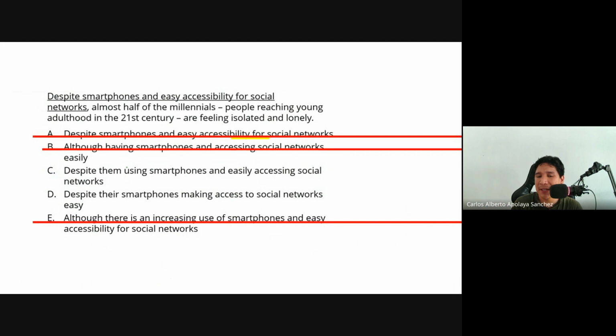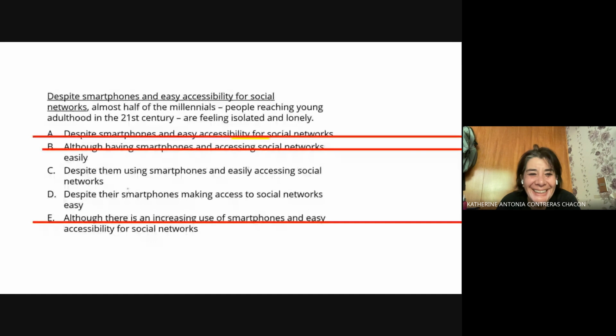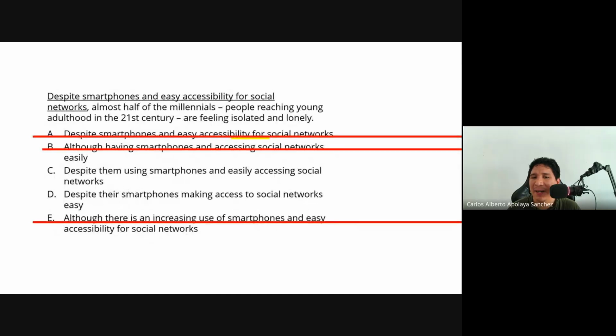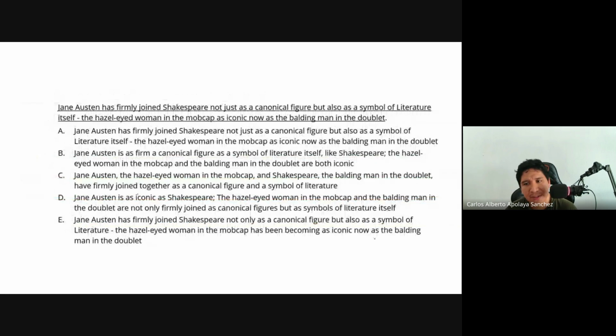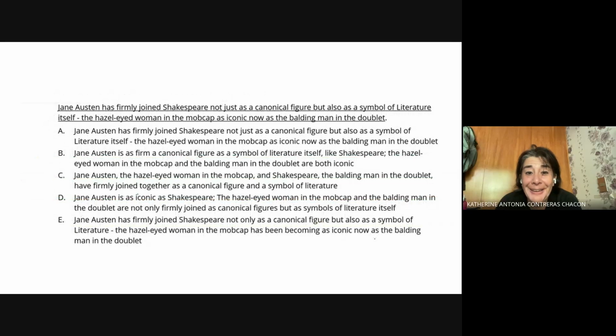In this case, despite them using smartphones, is maybe the gerund version of despite the fact that they were using smartphones or they are using smartphones. But where do we have that information? Here. Despite smartphone and easy accessibility for social networks, people use a smartphone, so this is not appropriate. Or it would be despite the smartphones making access, despite the fact that their smartphones making access, but this is not correct too. Okay, this is okay. Let's go with this one. That's tricky.